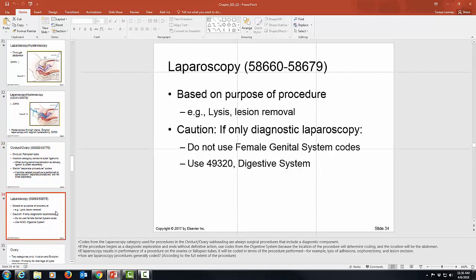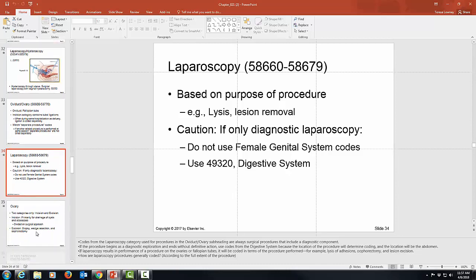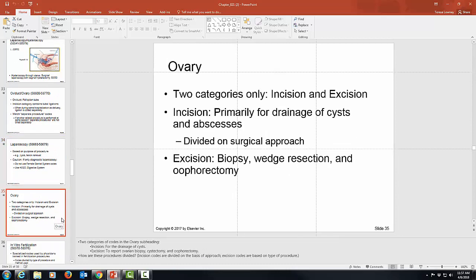Laparoscopy here is based on the purpose. Is it for lesion removal or lysis? Cautionary, if only diagnostic, don't use this system, use the digestive system. Okay, the ovary, there's only two categories, incision or excision. Incision is primarily for the drainage of cysts and abscesses, and they're divided again upon the approach. And the excision is a biopsy, a wedge resection, or an oophorectomy.